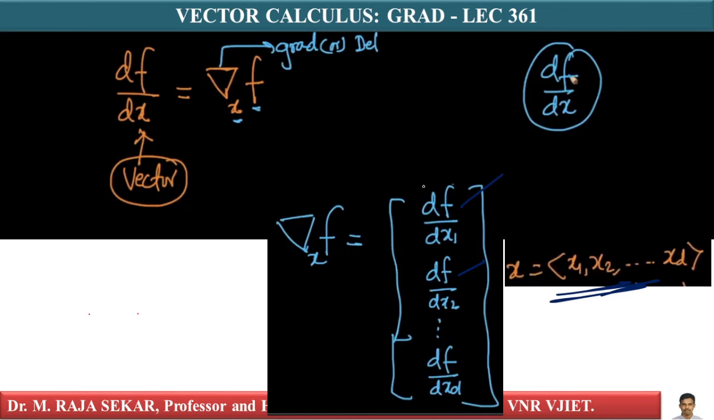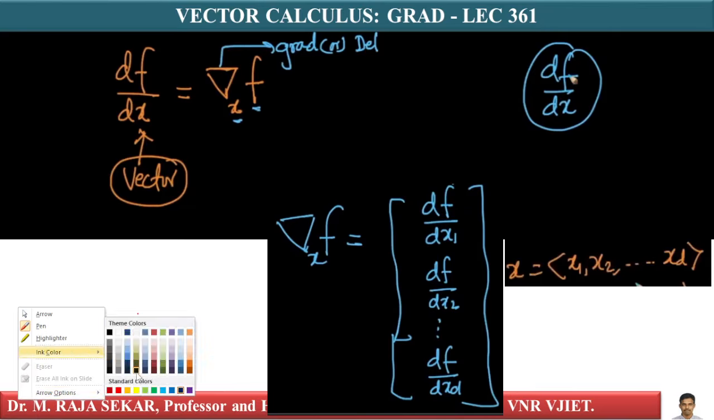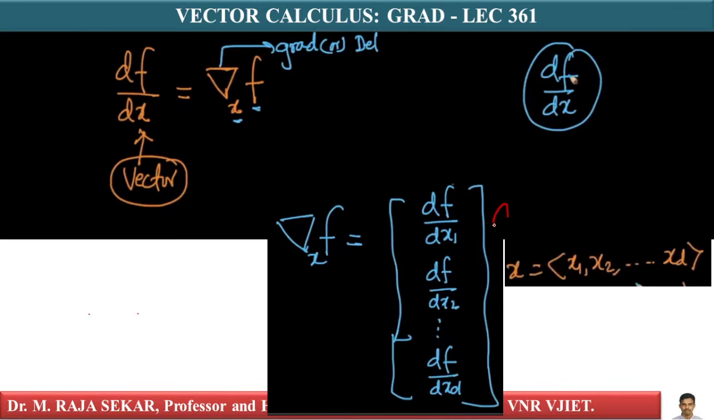Thus this particular one also belongs to R^d. Why? Because you are differentiating with respect to x1, with respect to x2, with respect to xd, so it is also a d-dimensional vector. So when you differentiate a function with respect to a vector, the resultant that you get is a vector which is also a d-dimensional vector.